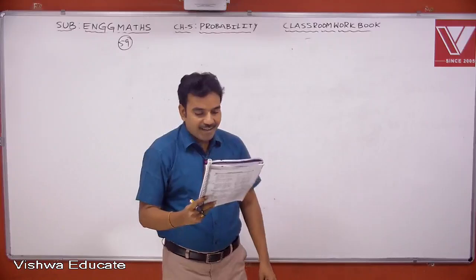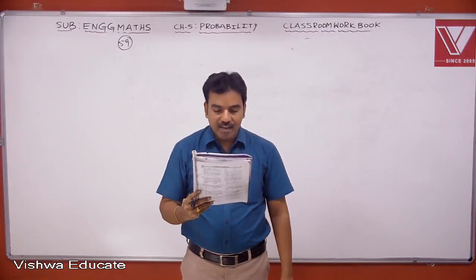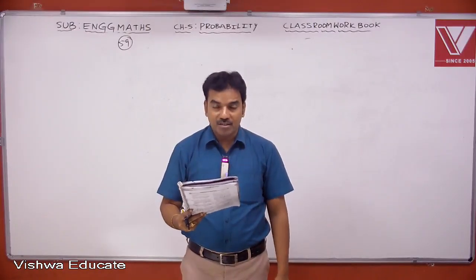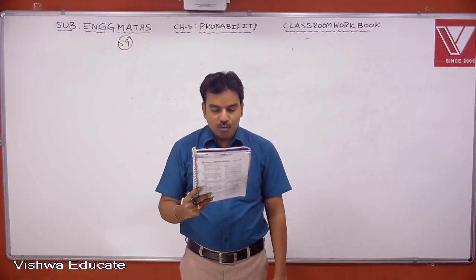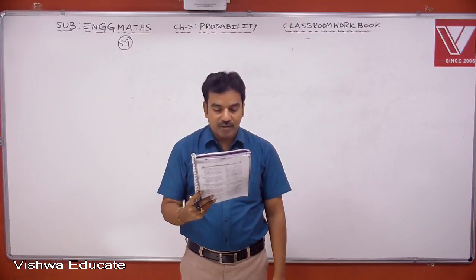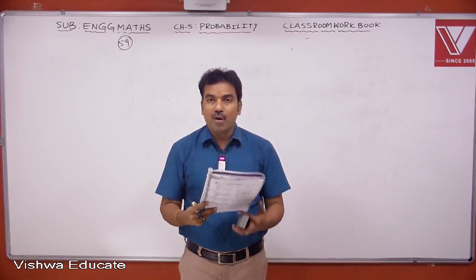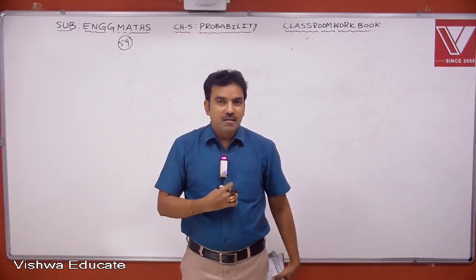Probability that a divisor of 10^99 is a multiple of 10^96. Let me read it once again. What is the probability that a divisor of 10^99 is a multiple of 10^96? Let us see.